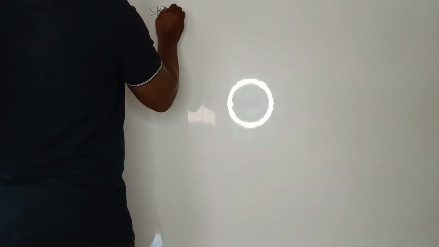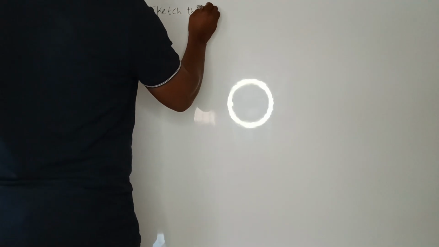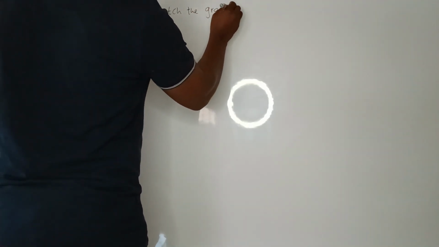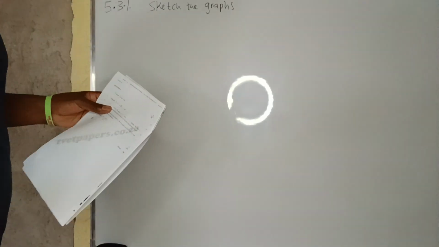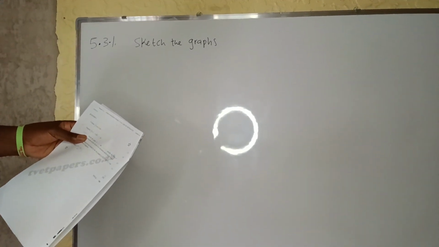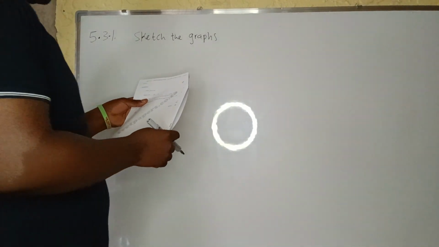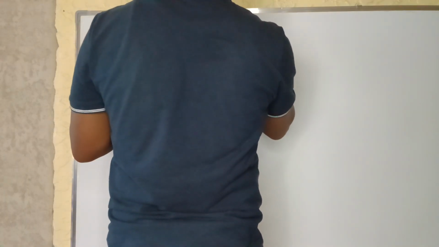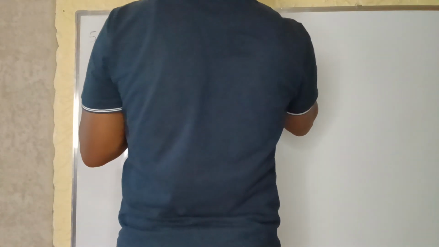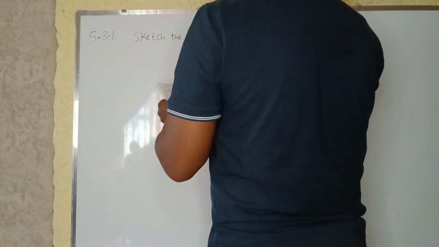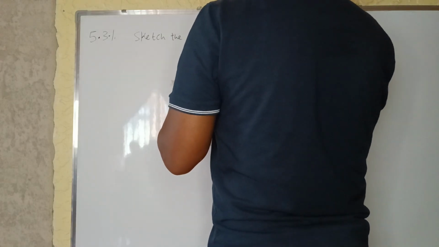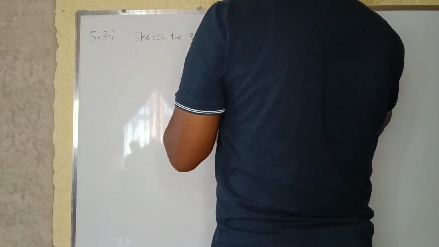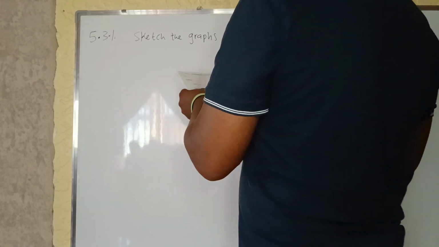Sketch the graphs. I hope you are seeing what I'm writing. Let's do this. The graphs of y is equals to x squared and y is equals to x plus 2.